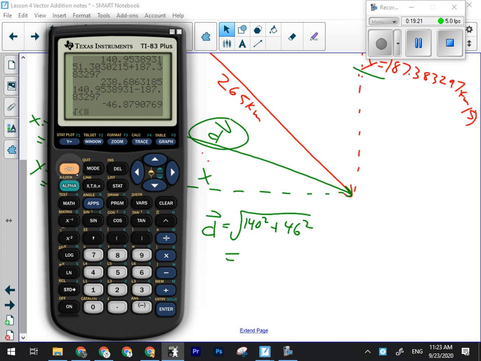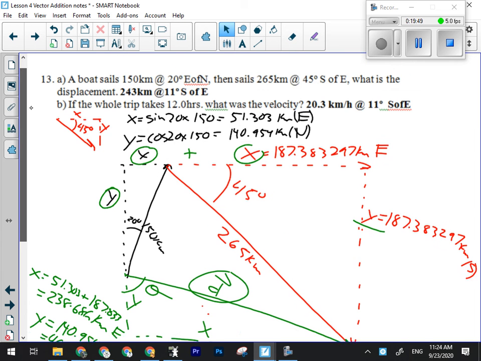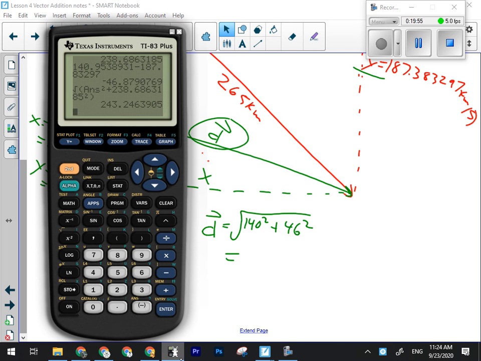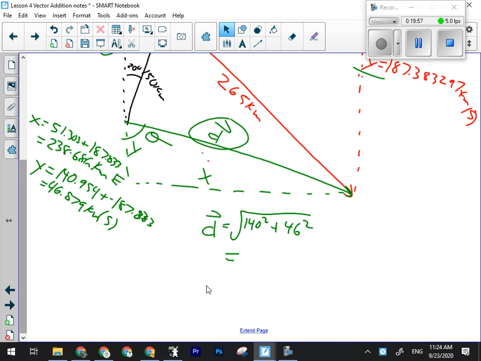So square root of our answer squared, plus our 238. Sorry, I said 140, but it should be 238. It's the big line. 238.686 squared. Okay, so we're looking at 243.2. We only have two significant figures in this question? Yes. So we're looking at 2.4 times 10 to the 2.